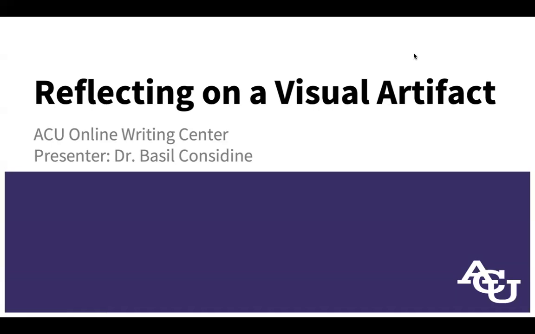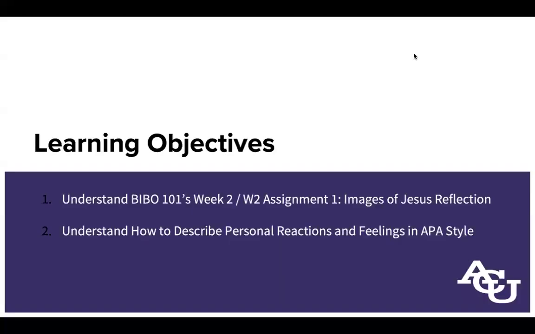Now, a visual artifact is basically anything that you can look at, anything that creates a visual impression on your mind. This can be the layout of a book, it can be a sculpture, it could be a building, and in this particular case, we're going to be talking about paintings, but whichever visual medium we're looking at, the process will be the same.